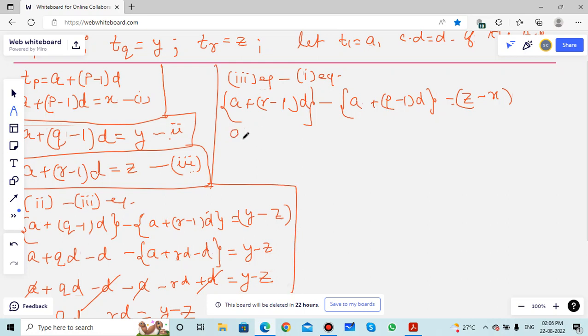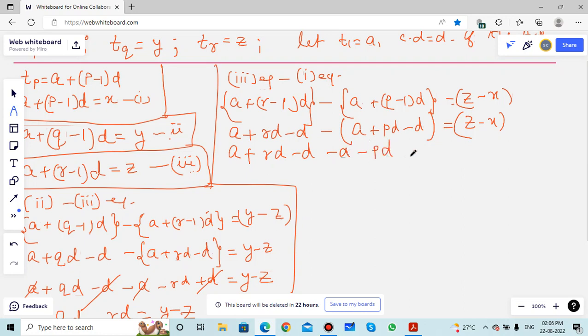A plus rd minus d minus, and if you solve it here, it will be a plus pd minus d. I did not open the bracket in one go, right, because there can be mistakes. So this is why a plus rd minus d minus a minus pd plus d is equal to z minus x. D got cancelled, A got cancelled here.